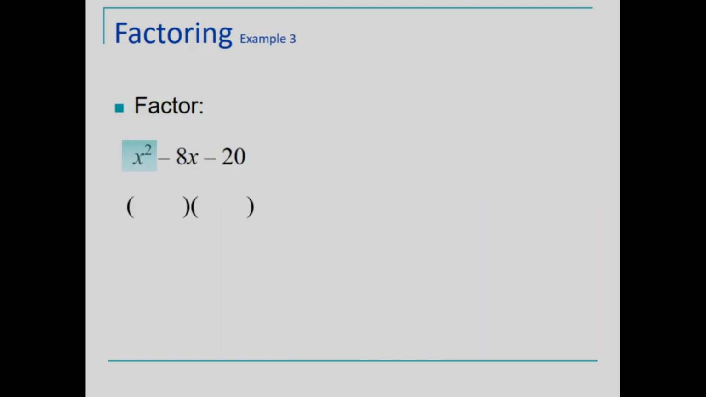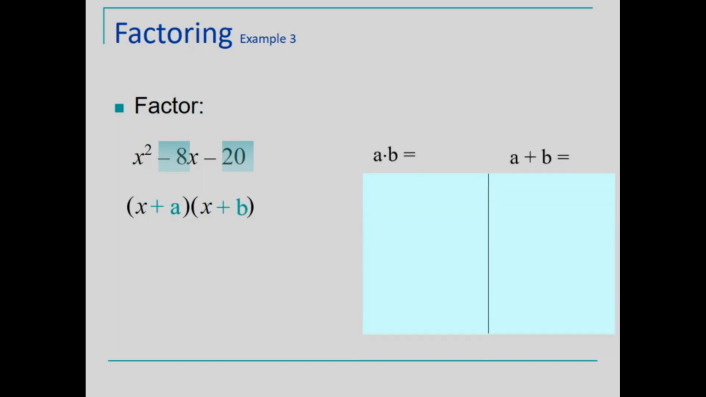Here in this trinomial, we have a leading coefficient of 1 on our x squared, which will break into an x and x. This trinomial, though, has a constant term of a negative 20, meaning one of our factors will be positive and one will be negative. We want the two second terms to multiply to give us a negative 20 and add to be a negative 8.